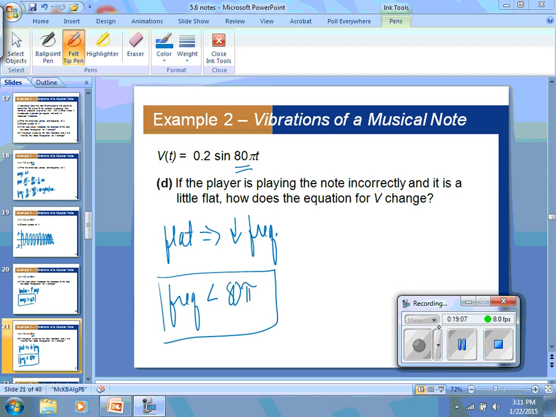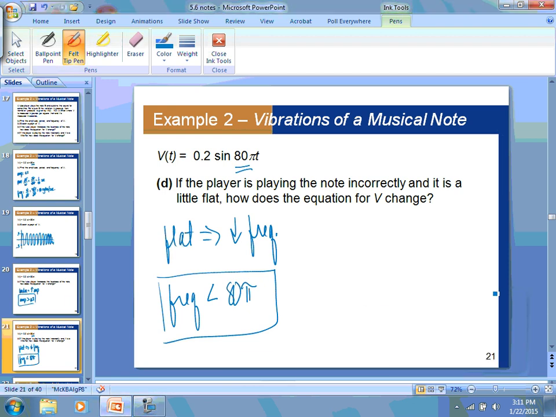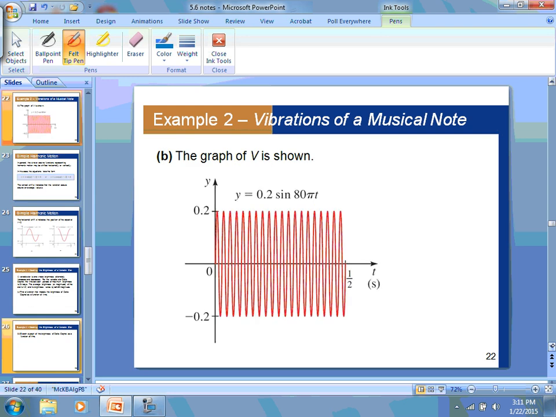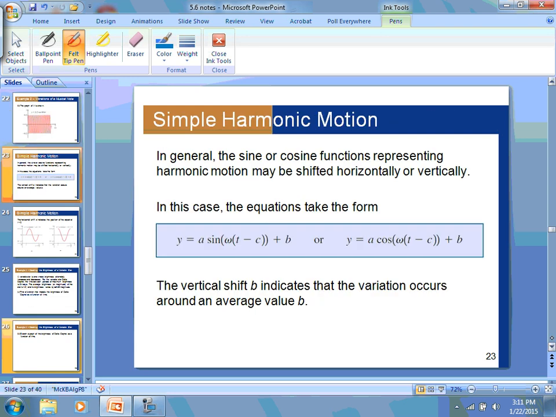Okay, so you might see a couple problems like that in your homework where they have you find the amplitude and the frequency and the period and graph it and then answer a few more questions about it. Okay, so we have 2 more examples to go through.